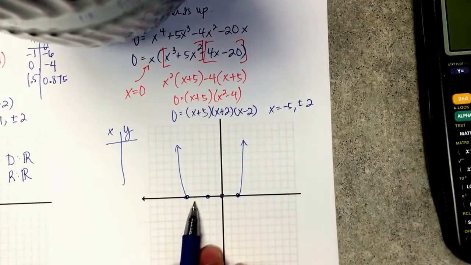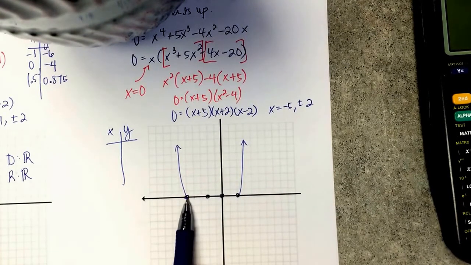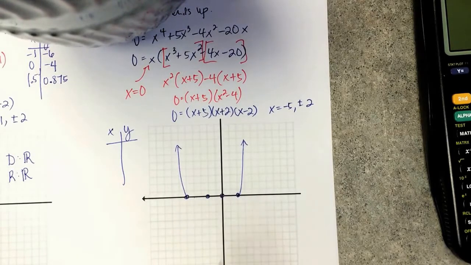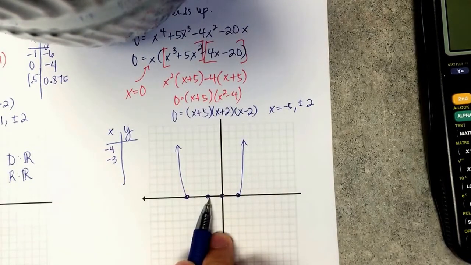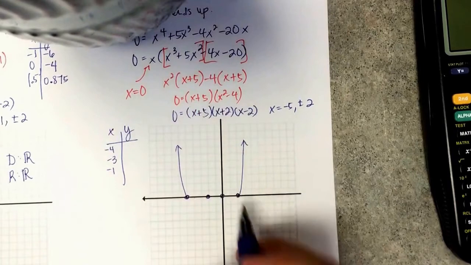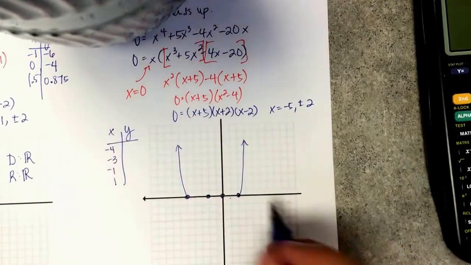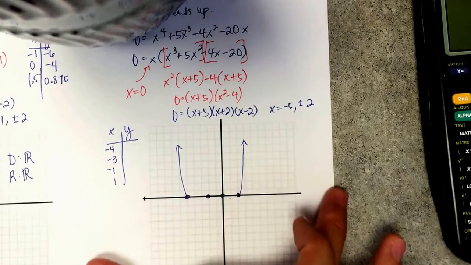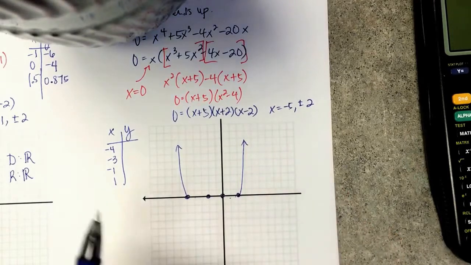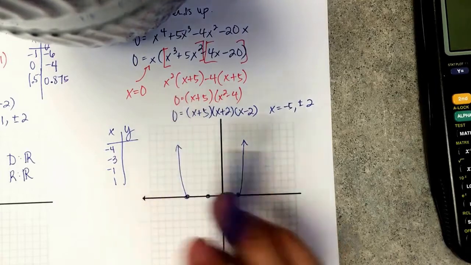Now again, you want to plot every whole number or integer value between the zeros. So I have a 0 at negative 5, which means I want to plot negative 4, negative 3, 0 at negative 2, so I want to plot negative 1, 0 at 0, so I want to plot 1, and my last 0 is at positive 2. I don't need to plot anything outside of the zeros because I already know what's going to happen. The right side's going to shoot up and the left side's going to shoot up. That's called end behavior.